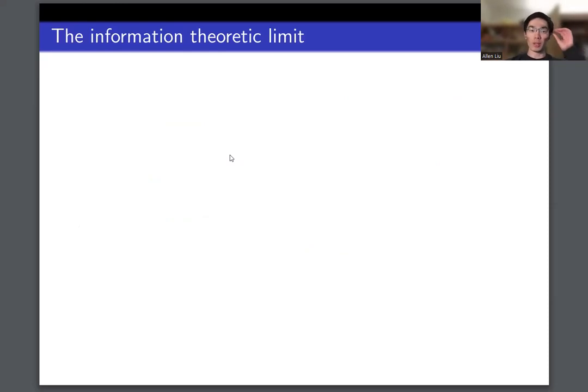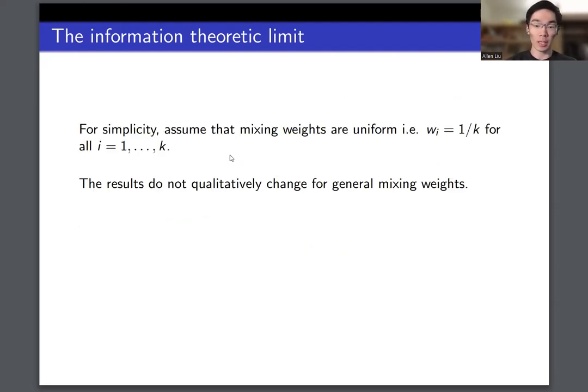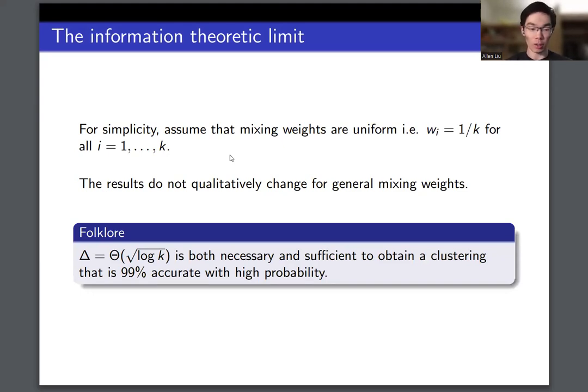Before we talk about efficient algorithms, we'll first understand the information theoretic limit for clustering. This turns out to not be too complicated. For simplicity, let's assume that all of the mixing weights are uniform. The case for general mixing weights can be dealt with very similarly. When the mixing weights are uniform, it turns out that basically the right separation that we need to cluster is essentially root log k. This is both necessary and sufficient to obtain a clustering that's 99% accurate with high probability.